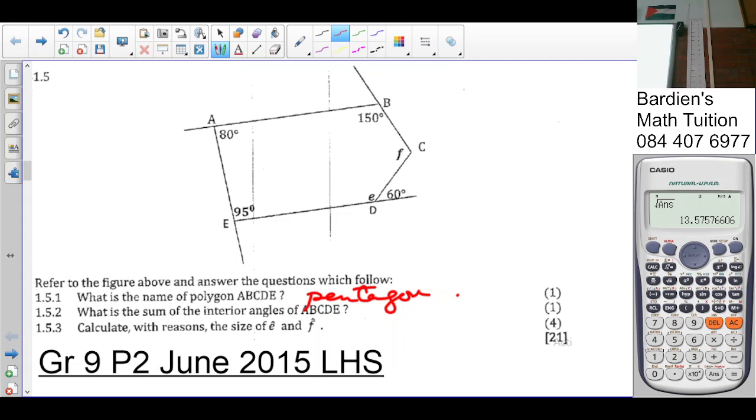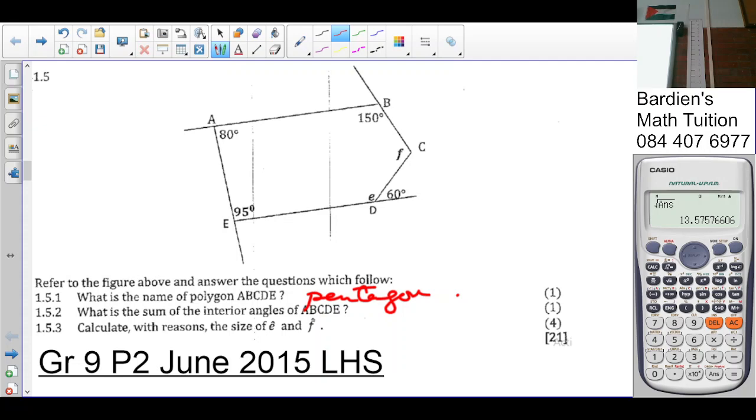Okay, so you get a regular decagon. It's a 10-sided figure with all sides equal. A regular heptagon. So how many sides? 7. So all 7 sides and all 7 angles will be equal. Okay. Yes, sir.